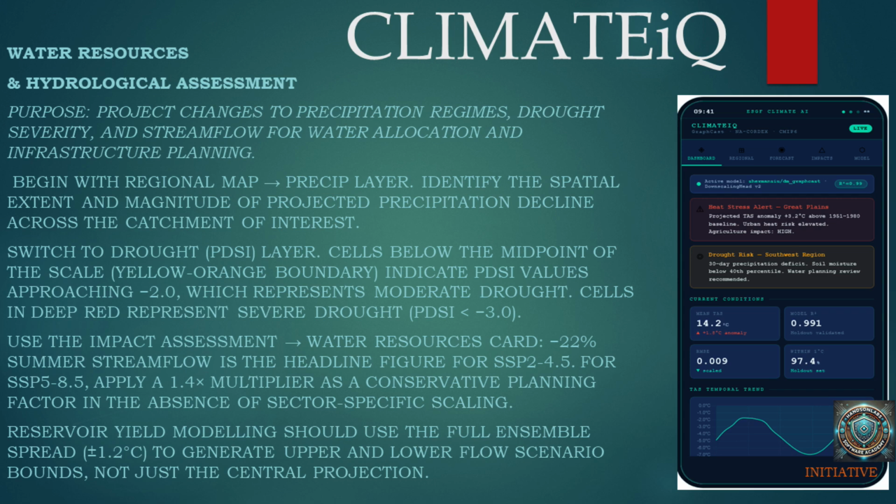Use the impact assessment water resources card: 22% summer streamflow decline is the headline figure for SSP 2-4.5. For SSP 5-8.5, apply a 1.4 times multiplier as a conservative planning factor in the absence of sector-specific scaling. Reservoir yield modeling should use the full ensemble spread, that's plus or minus 1.2 degrees Celsius, to generate upper and lower flow scenario bounds, not just the central projection.